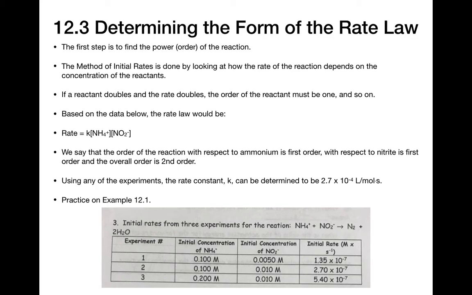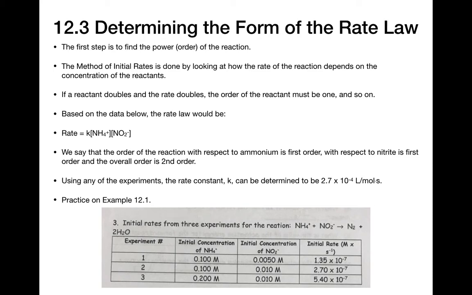So we would say that the rate equals the rate constant k times the concentration of ammonium times the concentration of nitrite, both to the first order. We would say the order of the reaction with respect to ammonium is first order. The order of the reaction with respect to nitrite is first order. We could also say that the overall order of this reaction is second order. So we're describing the kinetics of this.